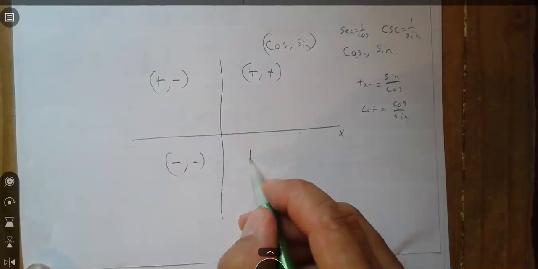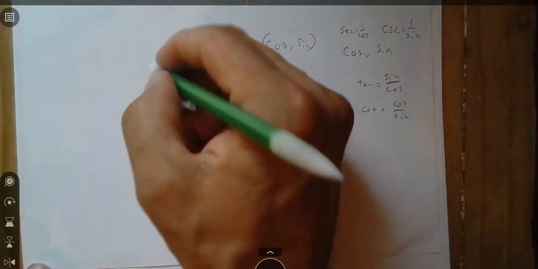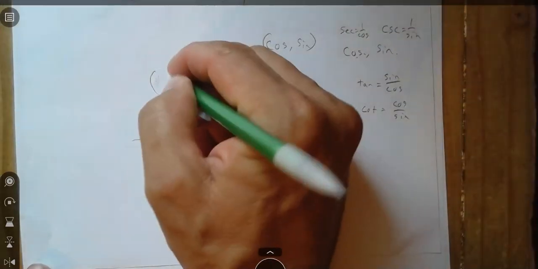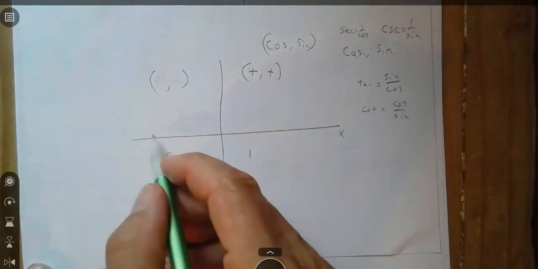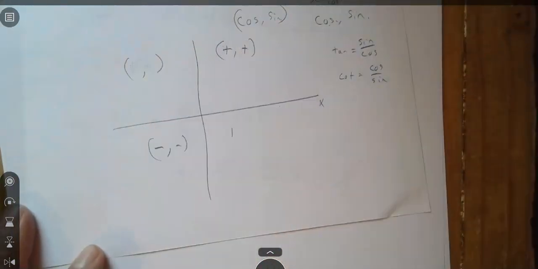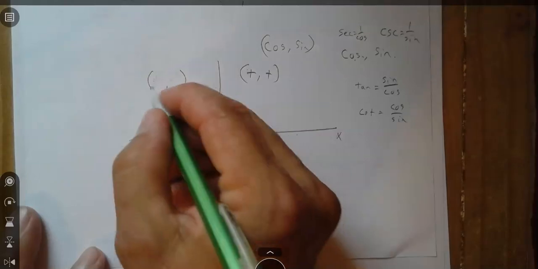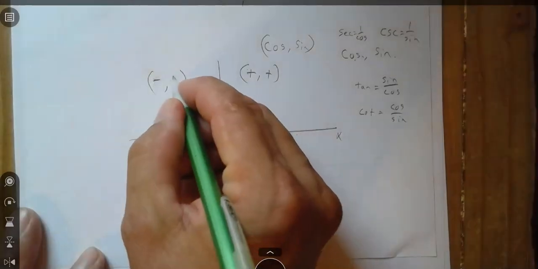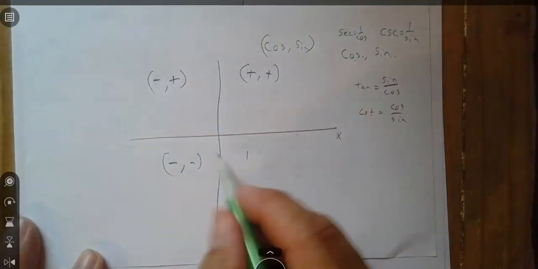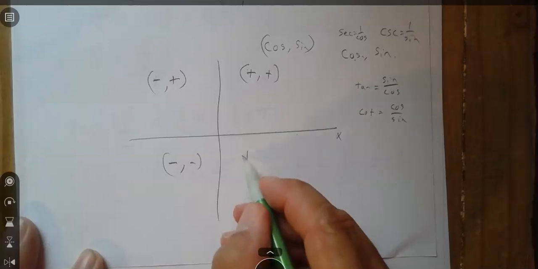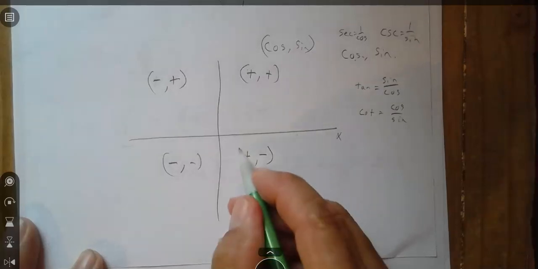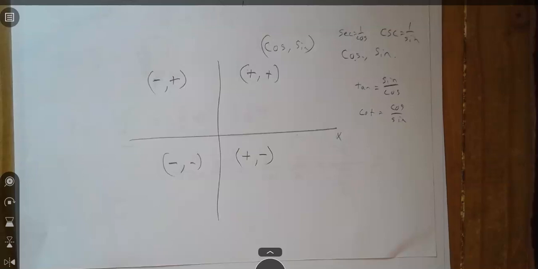And then here I have, oh, I switched that. I knew I was saying that incorrectly. Excuse me. My x is negative, my y is positive. So here would be negative, positive. Hopefully you caught that while I was saying it. Here my x is positive, my y is negative. So then there's my positive, negative.